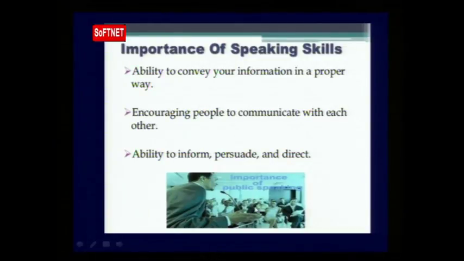So one of the important aspects of speaking is to inform, to persuade and to direct people regarding a particular information. Now if you see this picture here, we find that the teacher is talking to the students and the students are all very happy about listening to some information which he or she has given to them. So, it is very important that we speak. Okay, so I am sure you might have understood that listening and speaking are two very important skills in learning a language.